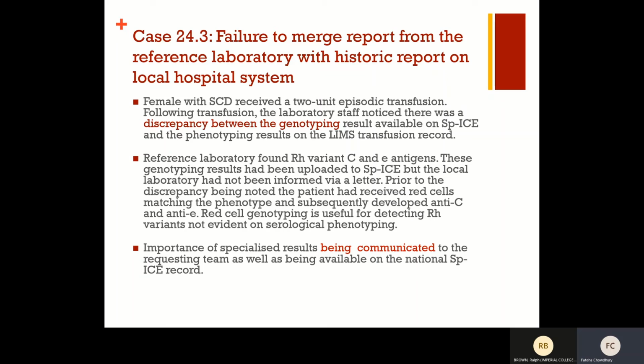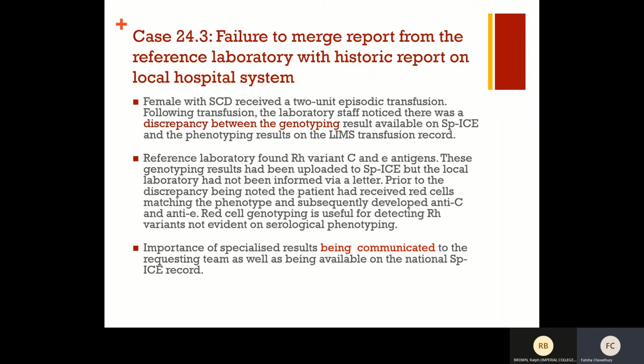The next case was a woman with sickle cell disease who received a 2-unit transfusion, and following this, the laboratory staff noticed that there was a discrepancy between the genotyping result available on SPICE and the phenotyping results on the limbs. The reference laboratory had found an Rh variant, big C and little E antigens, and these genotyping results had been uploaded onto SPICE, but the local laboratory had not been informed via a letter.